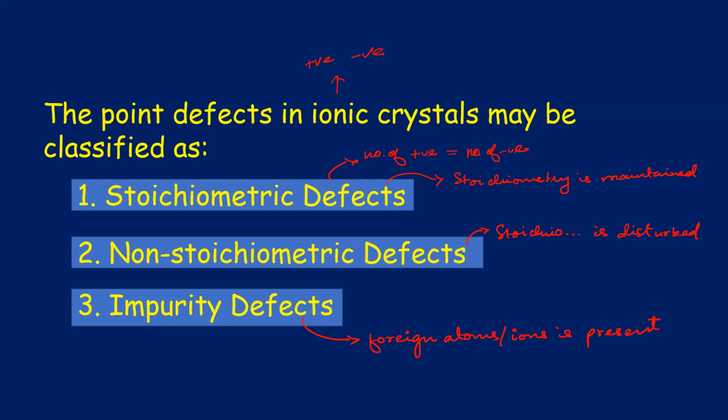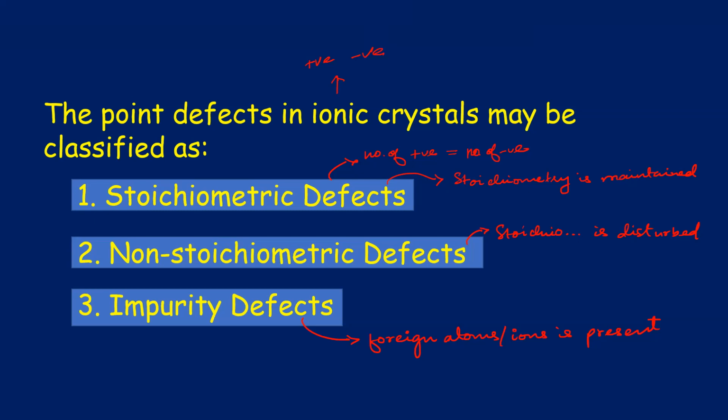Is that clear with these three things? I am not saying what the stoichiometric defect is; I am telling you what to remember about it. Stoichiometric defect is the defect in which stoichiometry is maintained. Non-stoichiometric defect is the defect in which stoichiometry is disturbed or not maintained. Impurity defects are those in which you have foreign atoms or ions present inside an ionic crystal. Is that clear? These three points, yes or no? With the name only you can remember, right?